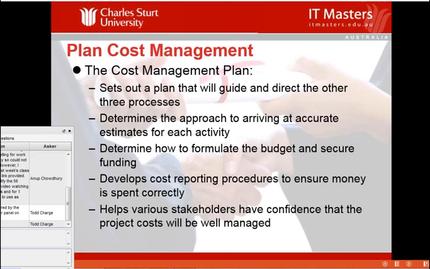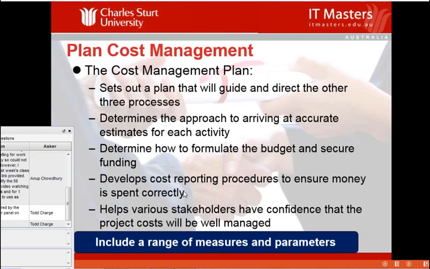So plan cost management is all about setting out a plan that will guide and direct the other three processes, determining the approach to arrive at an accurate estimate for each activity, how to formulate the budget and secure funding. After that we determine how we're going to report to ensure the money is spent correctly, and help various stakeholders have confidence that we have project costs that will be well managed. That's a very important outcome from planning our costs.